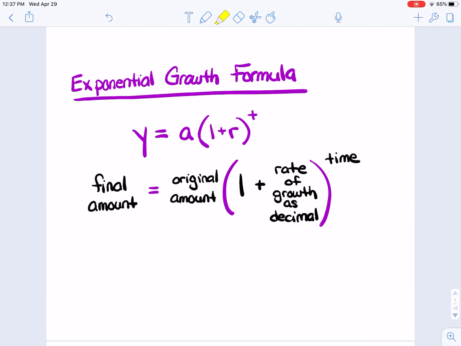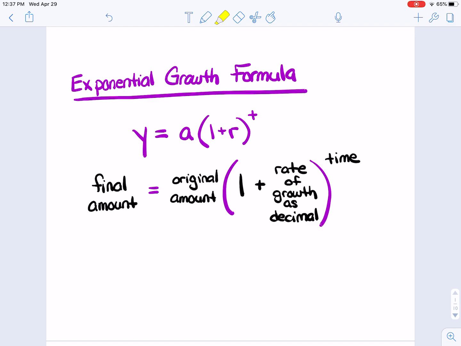Y is what you're trying to find, your final amount. A is your original amount. Sometimes it could be an original value, original amount. Sometimes we're going to get into some banking and money questions where that is called the principal value. There's several different ways. They could just say the first value, the starting value. They could say any of those things.